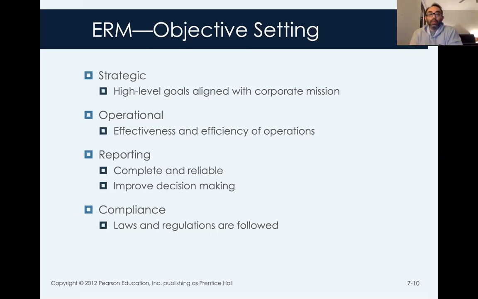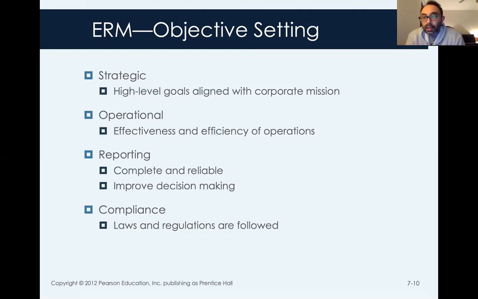The reporting objective is about how you report your financial statements, and how well you report them, and how many times you report them, and who reports them, and how you write a report and all that stuff. So those are all your reporting objectives.